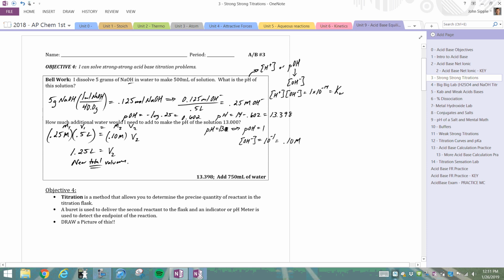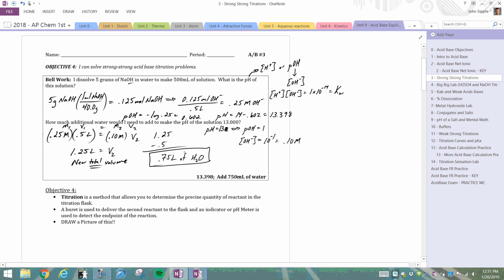That's the new total volume. Key component there is total. So we started out with 0.5 liters, and now we got 1.25 liters. So we ended up adding 0.75 liters of water. And so how did I get that? Well, 1.25 minus our original volume. There you go, 0.75 liters.